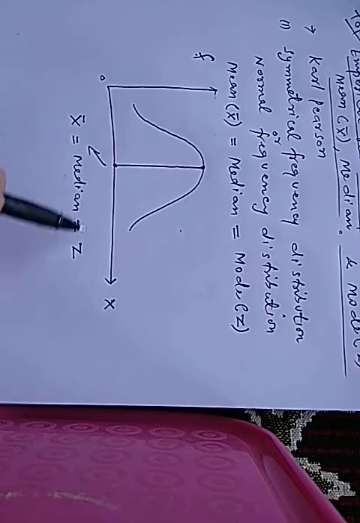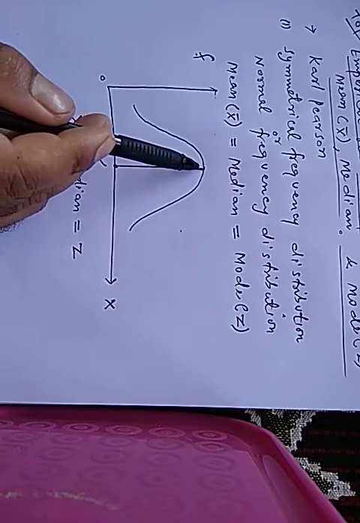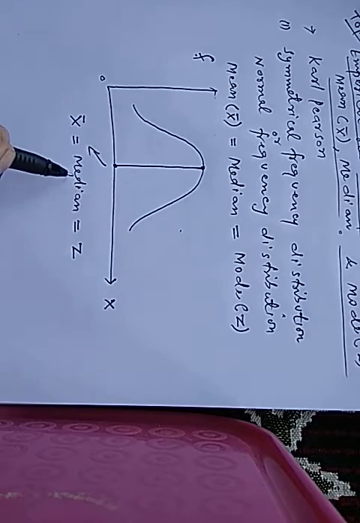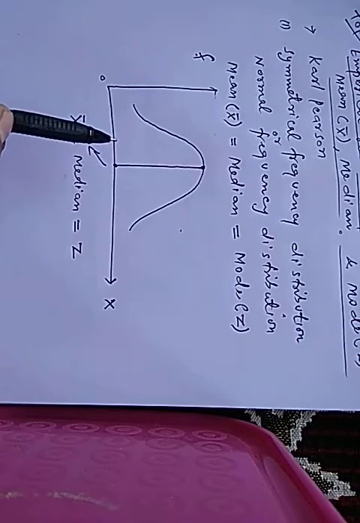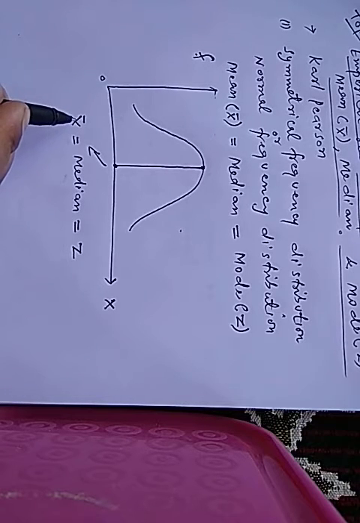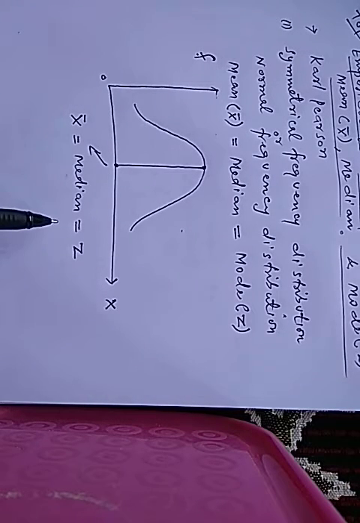As you know, mode is that value of the variable which has the highest frequency. This will be the highest point on the frequency curve, and median will be the middle value of the given frequency distribution, or we can say the middle value of the given statistical data, and arithmetic mean gives the average value of the given data. In this case, their value will be the same.